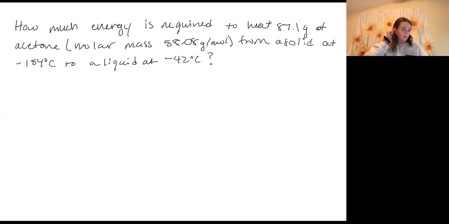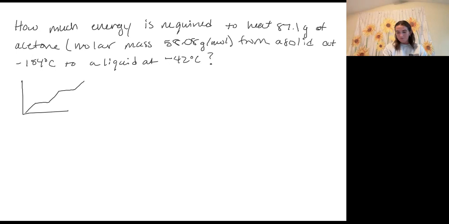So with this question, which says how much energy is required to heat 87.1 grams of acetone from a solid at minus 147 degrees Celsius to a liquid at minus 42 degrees Celsius. Whenever a molecule or element is being heated from a solid to a liquid, or going through a phase change like that, you want to think of your phase diagrams. They look like this.